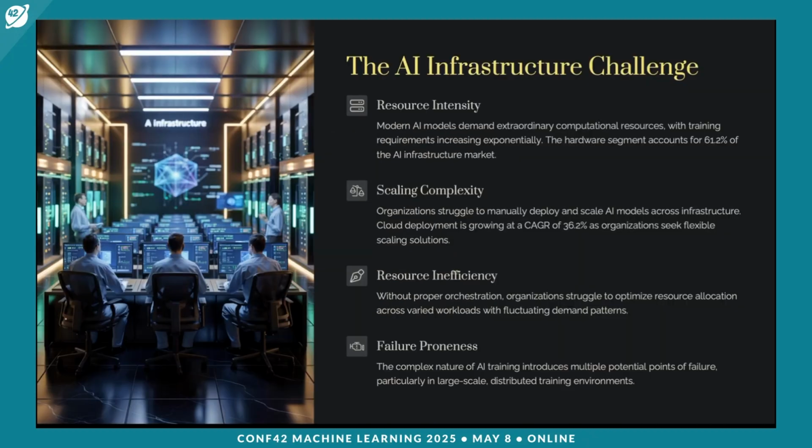Coming to some of the common AI infrastructure challenges. Resource intensity is one of the top challenges faced by AI infrastructure. Modern AI models demand extraordinary computational resources with training requirements increasing exponentially. Modern AI training and inference pipelines demand enormous compute. GPU-driven model training can consume over 61% of the data center's total power budget, leaving less headroom for networking, storage, and non-AI workloads.